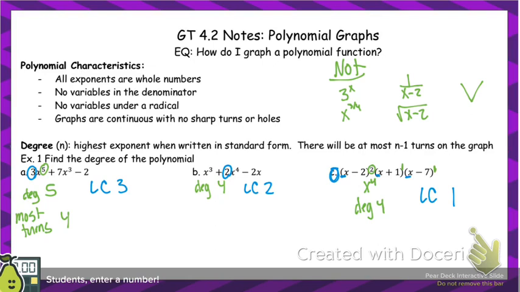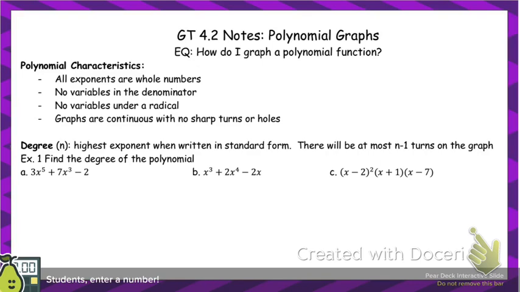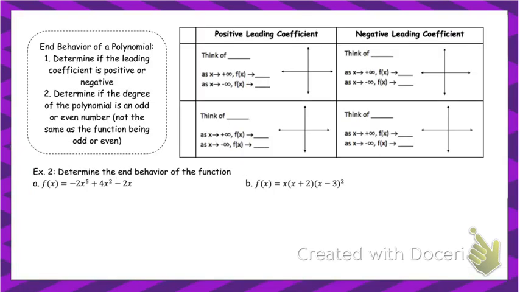Now, the reason that we need to know degree and leading coefficient is because it helps us to determine end behavior. Up until this point, we've only had to determine end behavior from looking at a graph. Now we're going to determine end behavior from a polynomial function. In order to determine that, we look at 2 things. We look at the leading coefficient, and we determine if it's positive or negative. And then we also look at the degree, and we see if it's an odd degree or an even degree.